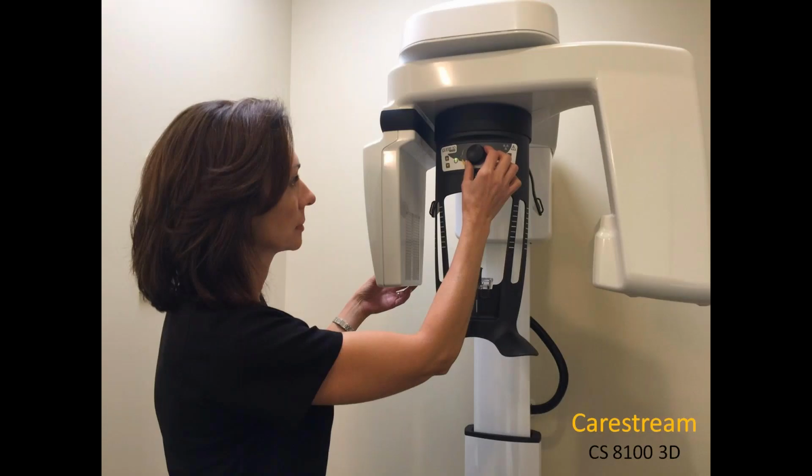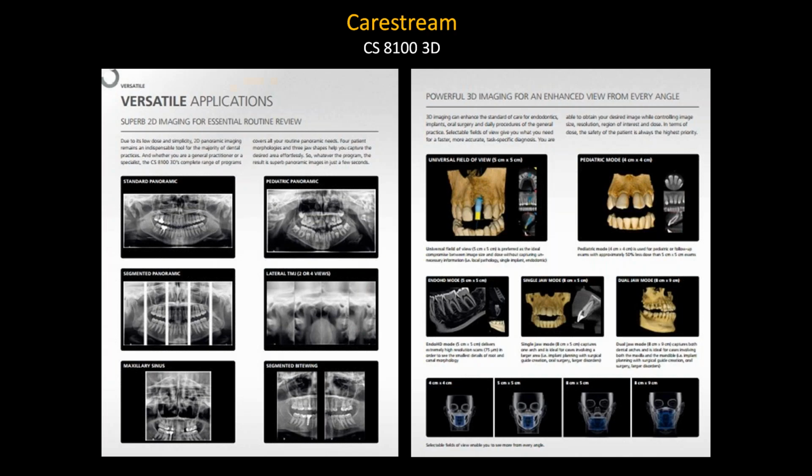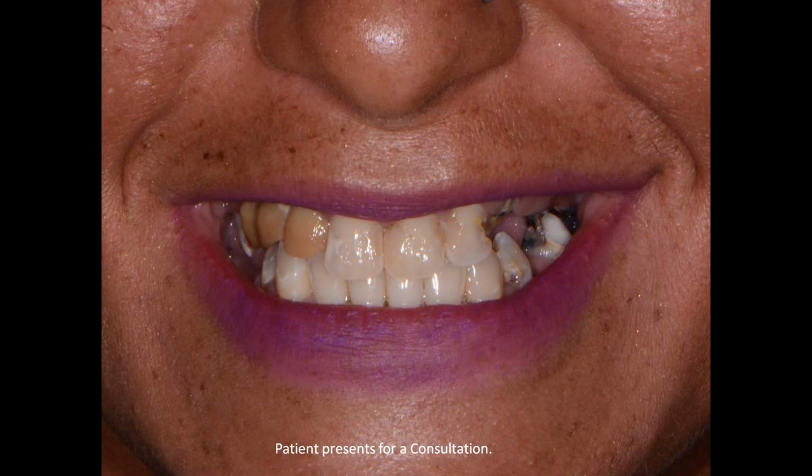In my practice, we have the Carestream 8100. This is actually smaller than the Panorex that we had there before, and clearly it allows us to not only capture 2D, but also 3D images, from a 4x4 area all the way up to an 8x9 area of importance when scanning this patient. Let me show you an example of the importance of CBCT.